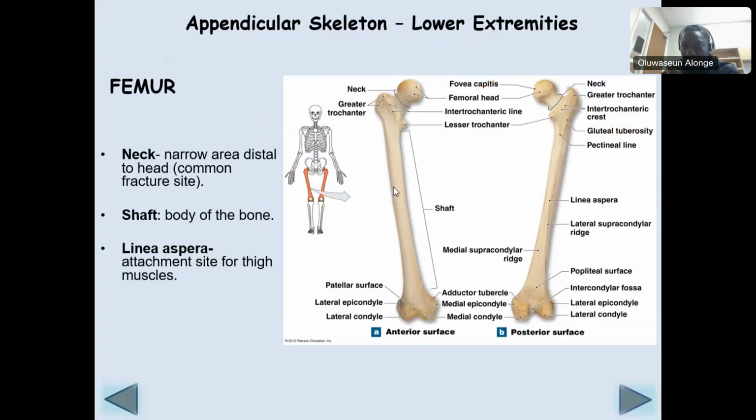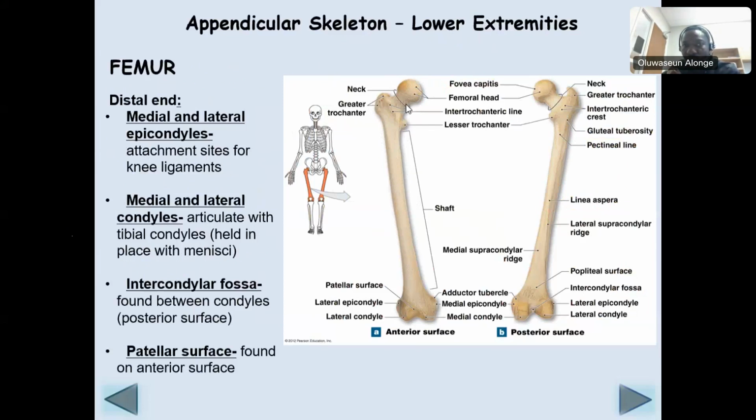Then we have the linea aspera, which is a ridge on the shaft. So there's a ridge on the shaft that we call the linea aspera. So that's a ridge there that we call the linea aspera.